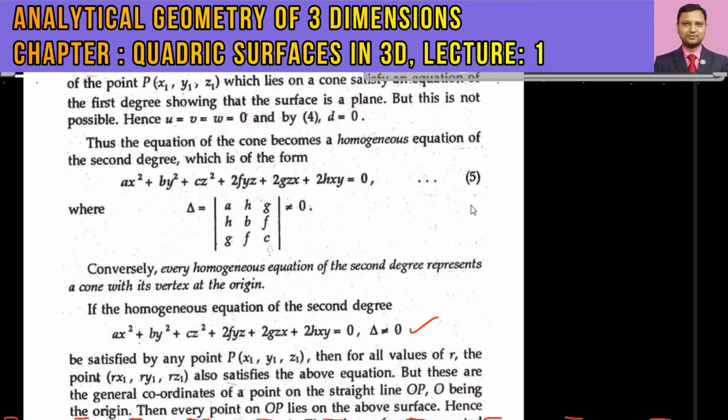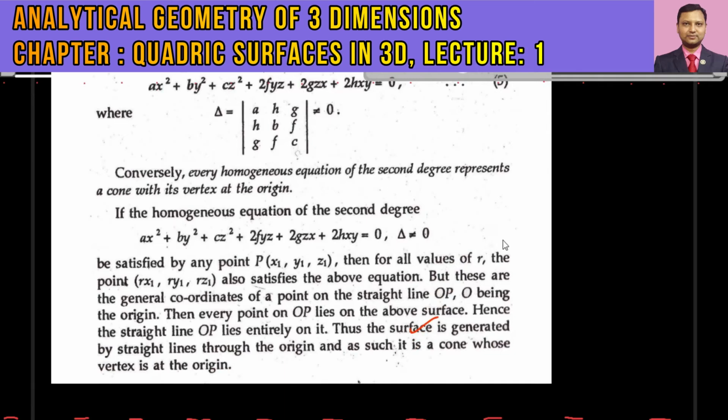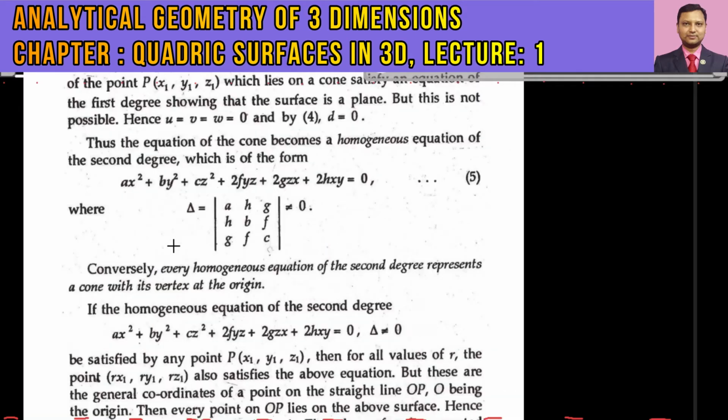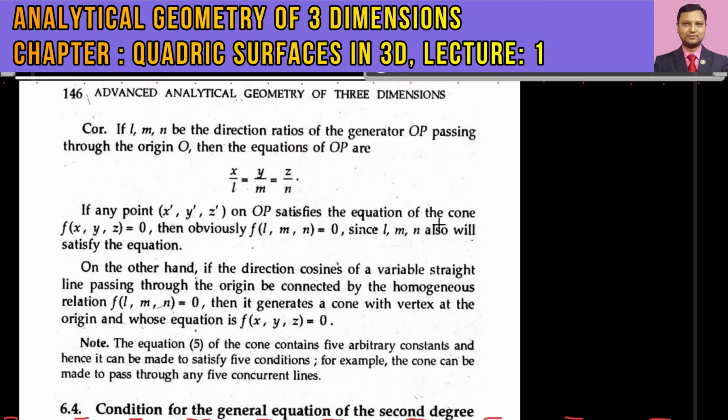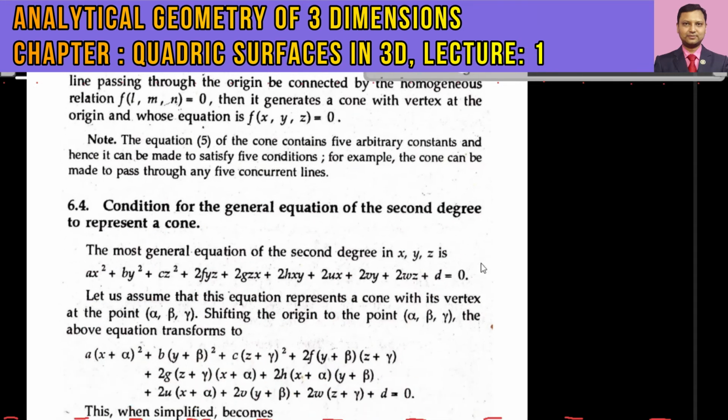Now we are going to find out the condition under which not necessarily a homogeneous equation of second degree, over here, this is a homogeneous equation of second degree. All these terms are second degree terms. No first degree term is there. So if we have any first degree term, then what would be the condition under which a general second degree equation will represent a cone? We are going to find out this condition.